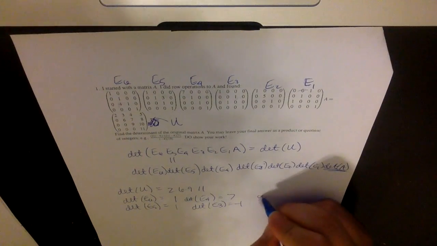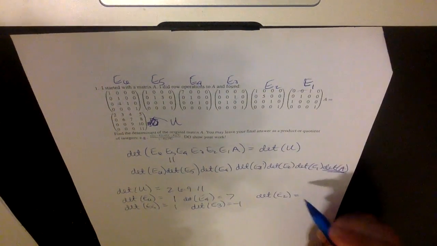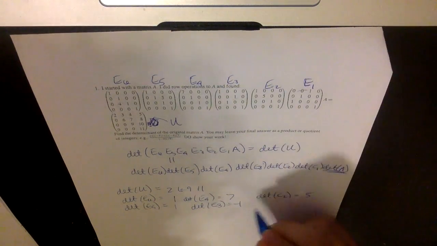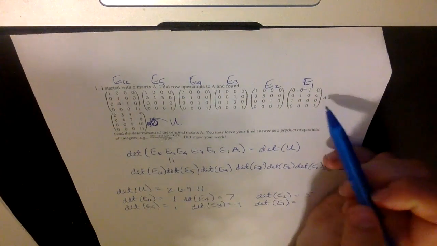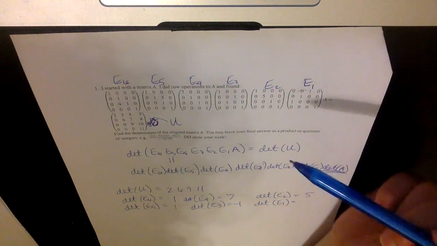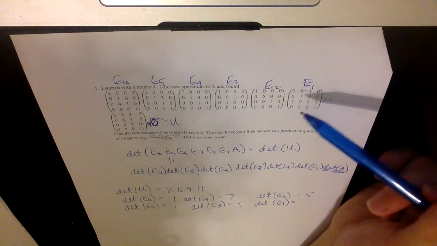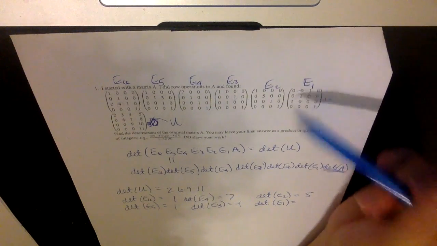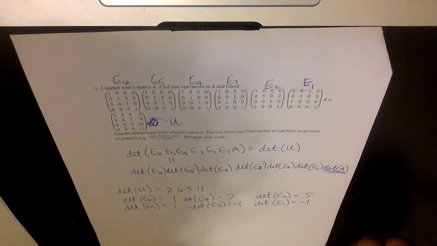Now E2 is also a scaling matrix, so the product of the diagonals is 5. That's the determinant. Now the determinant of E1, this is also a permutation matrix. It swaps rows 3 and 1. So it takes row 3 and puts it in row 1, takes row 1 and puts it in row 3. So the determinant of that matrix is -1.